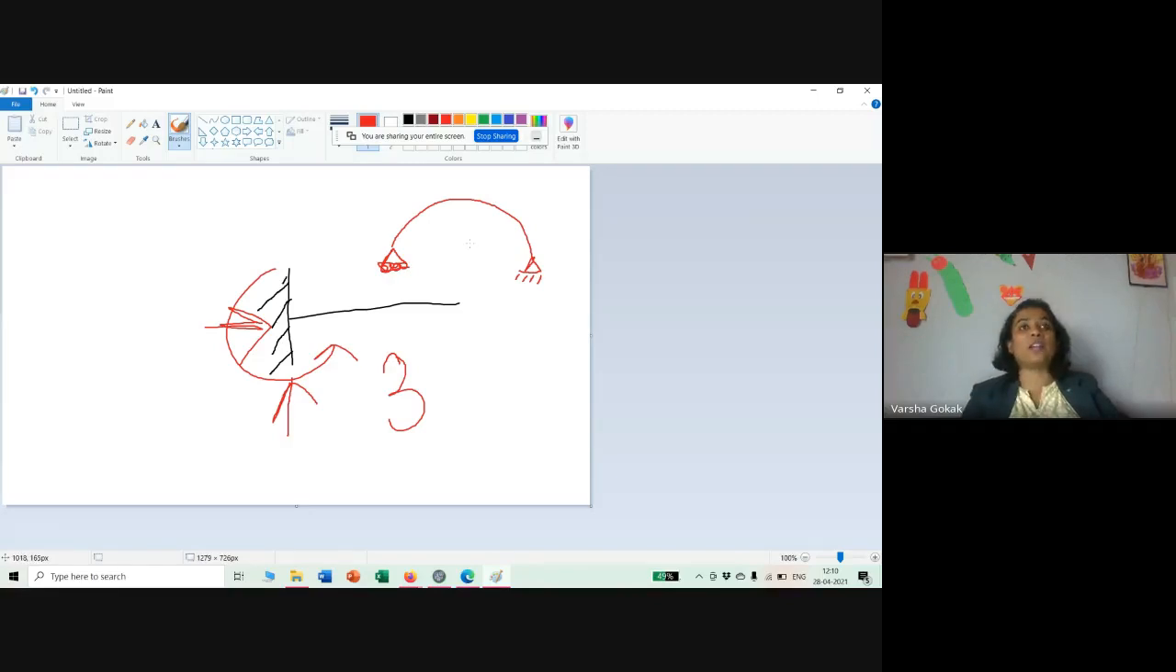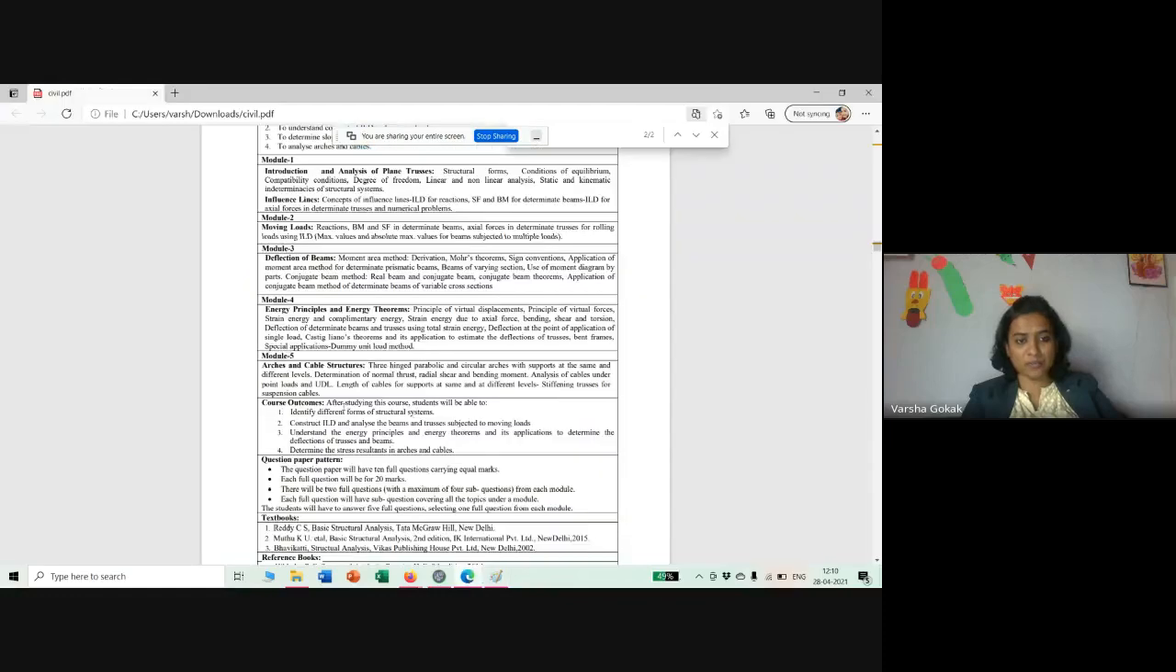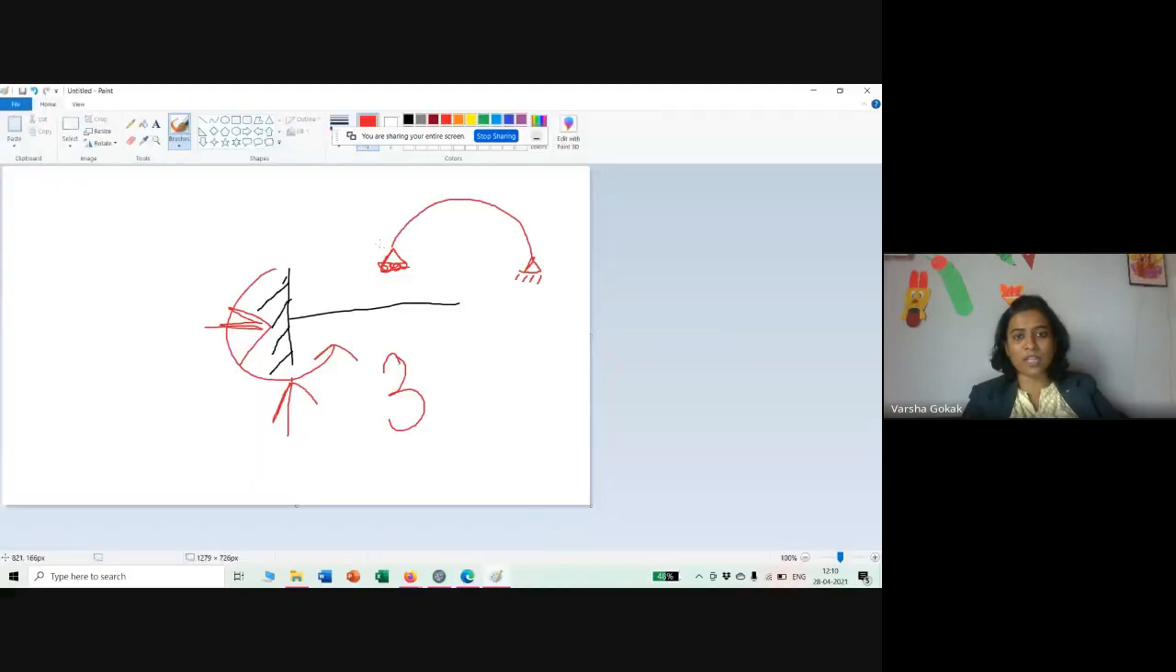So something like this, you will get a numerical. When we read the syllabus of the fifth module, that is arches and cables, three-hinged parabolic and circular arches with support at same level and support at different level. Meaning these both are at same level now. So this is support at same level.